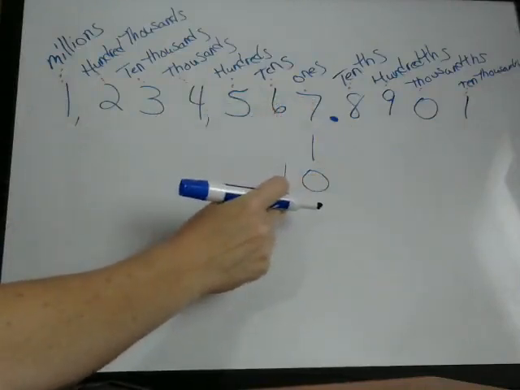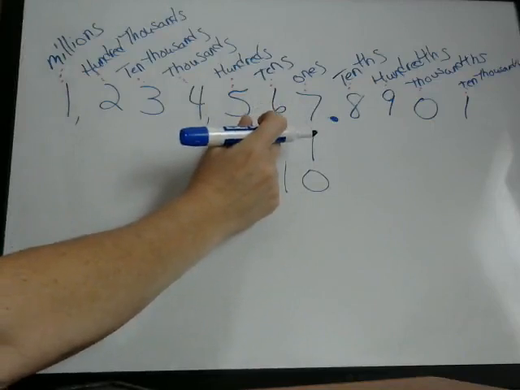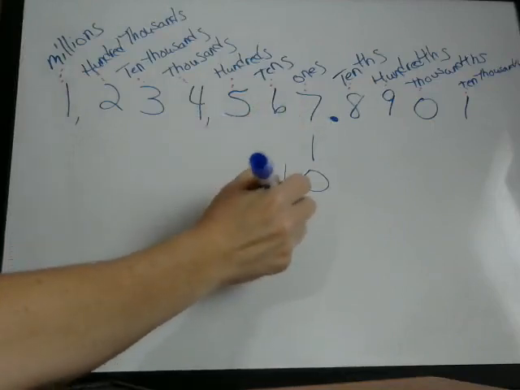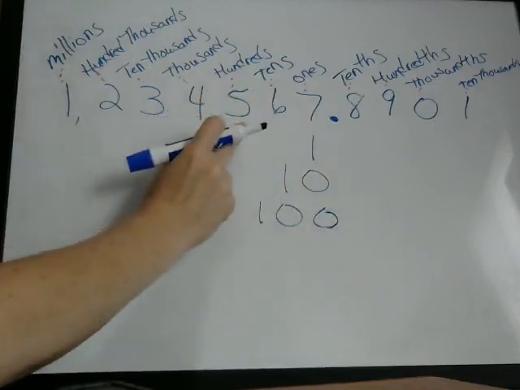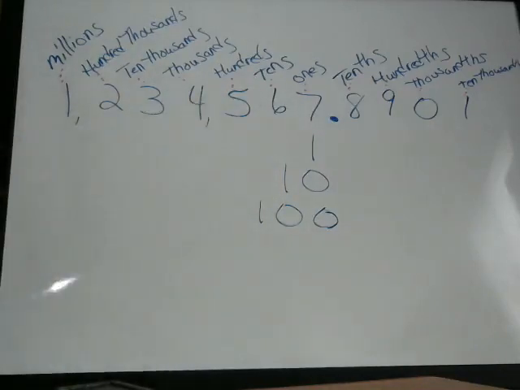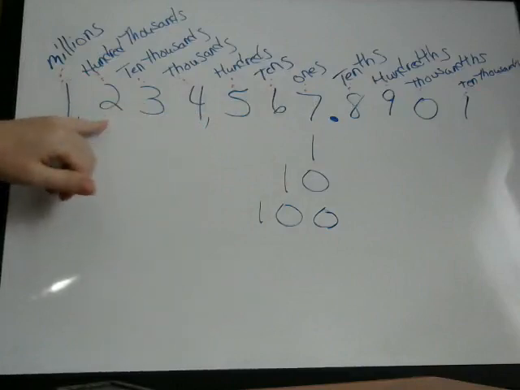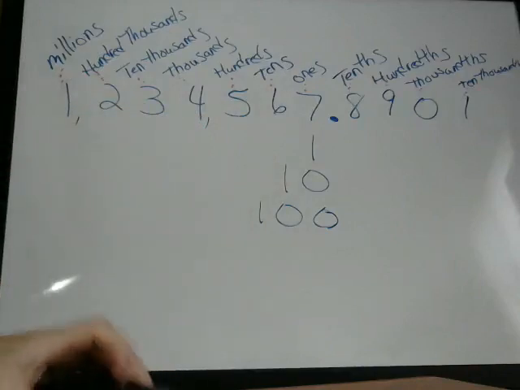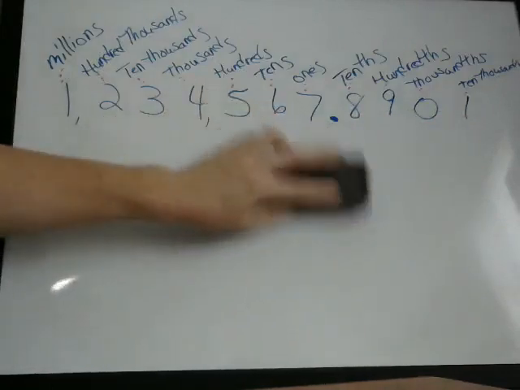10 has two digits, so the tens is going to correspond to the second place to the left of the decimal. 100 has three digits, so 1, 2, 3. Hundreds is going to be the third place to the left of the decimal. So this side of the decimal should be pretty intuitive, as long as you know hundreds, thousands, 10,000s, 100,000s, millions, etc. When we get to the right hand side of the decimal, it's not quite the same.